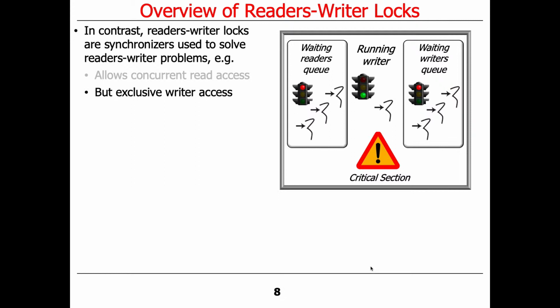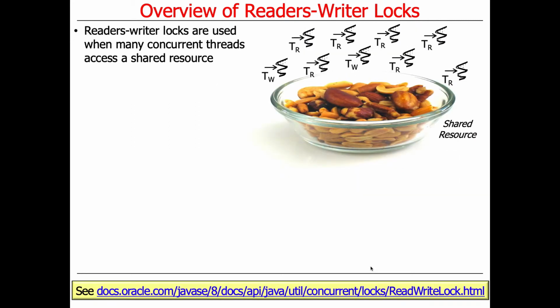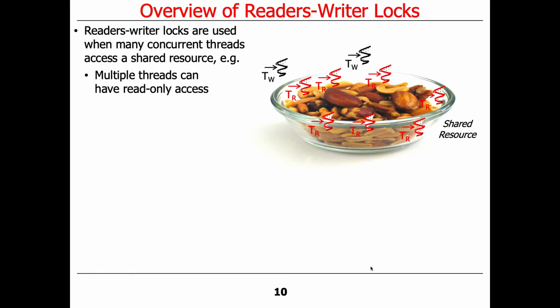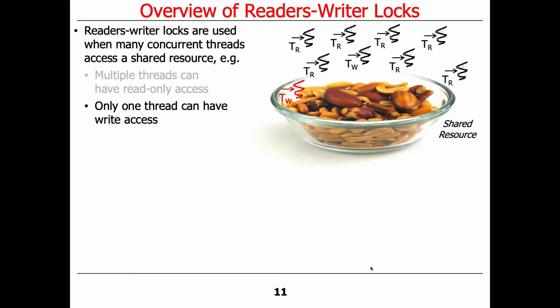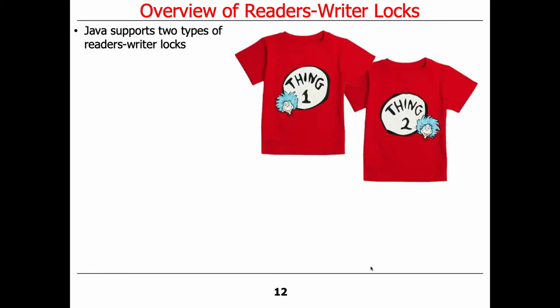In other words, only one thread at a time will be able to write. And while the thread's writing, of course, we don't want any writers or other readers to be able to interfere with the critical section. It's a good idea, perhaps, to use readers writer locks when there are many concurrent threads that access some shared resource. Multiple of these threads can have read-only access and therefore are able to proceed at the same time, reading the contents of the resource. But only one thread can have write access at a time.